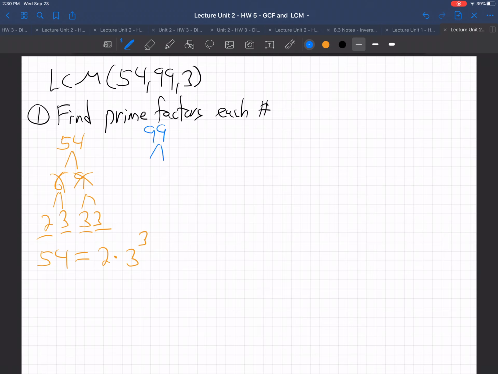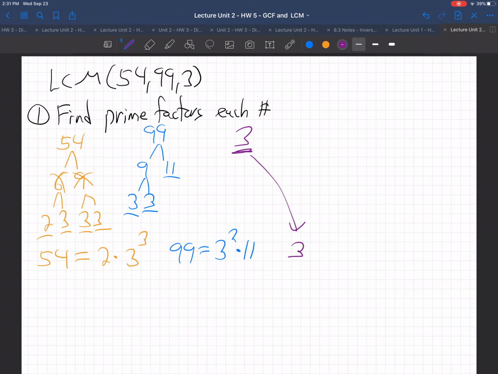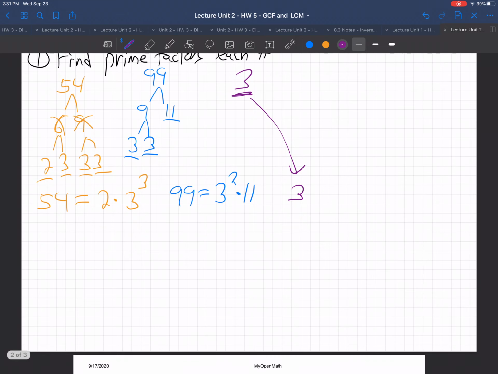Let's do the 99. That's 9 times 11. 3 times 3 times 11. So 99 is 3 squared times 11. And then the final number, the 3, well, that's just 3. There's nothing to do with that. That's just 3.